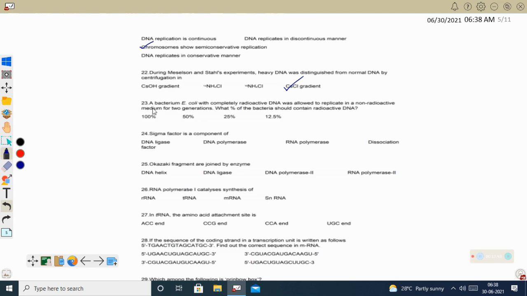Next question: a bacterium Escherichia coli with completely radioactive DNA was allowed to replicate in a non-radioactive medium for 2 generations. What percentage of the bacteria should contain radioactive DNA? You see here a bacterium Escherichia coli with completely radioactive DNA. So I am just taking the completely radioactive DNA of a single bacterium Escherichia coli. This is radioactive DNA.